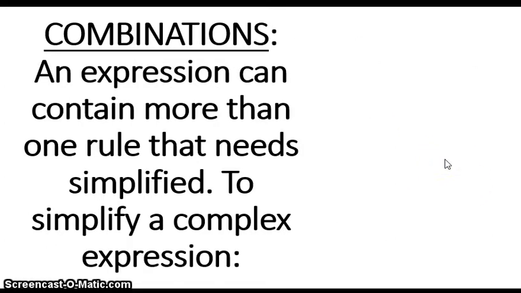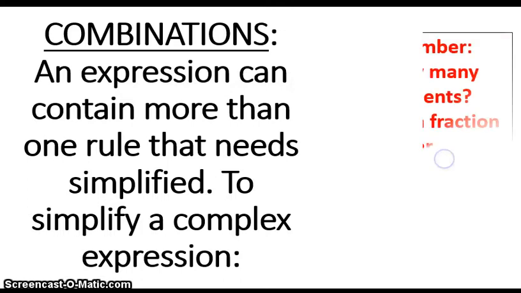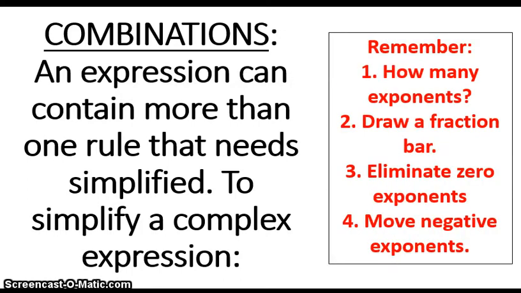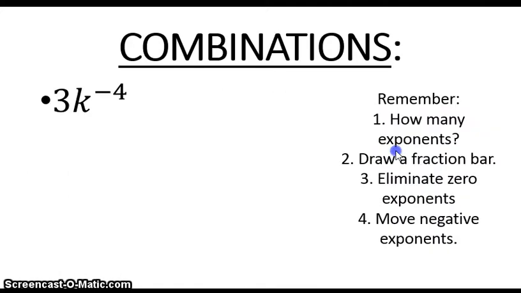Now, there are combinations of properties. A combination is an expression that contains more than one rule that needs to be simplified. To simplify a complex expression, remember, think how many exponents each part of the term has. Draw a fraction bar to help you distinguish the numerator from the denominator. Eliminate any zero exponents because they equal 1. And last, only move the negative exponents. Positive exponents can stay where they are. Let's do some examples.